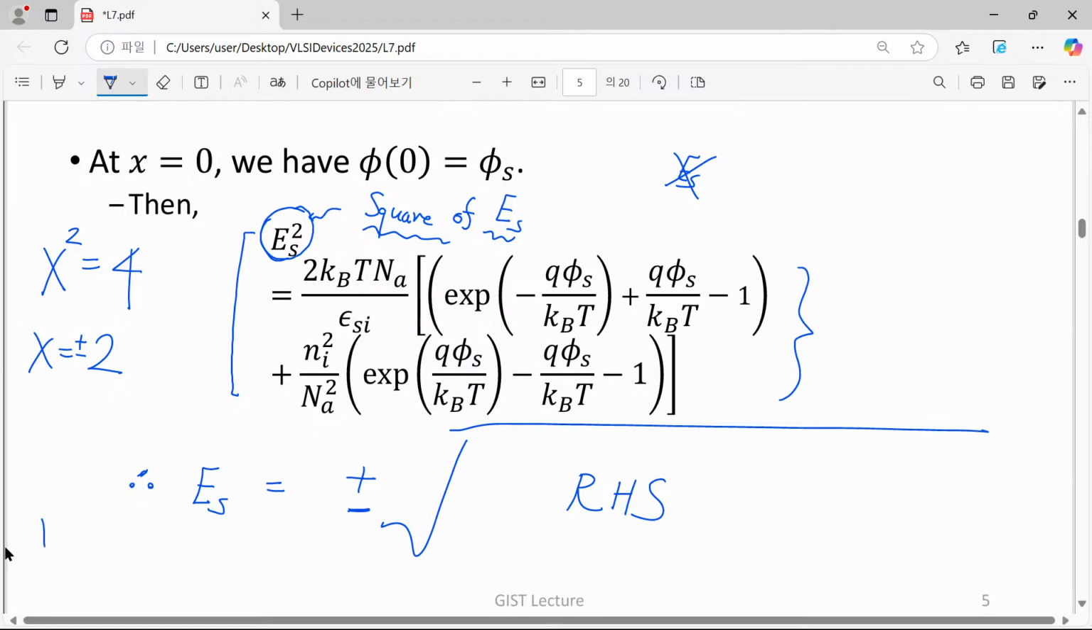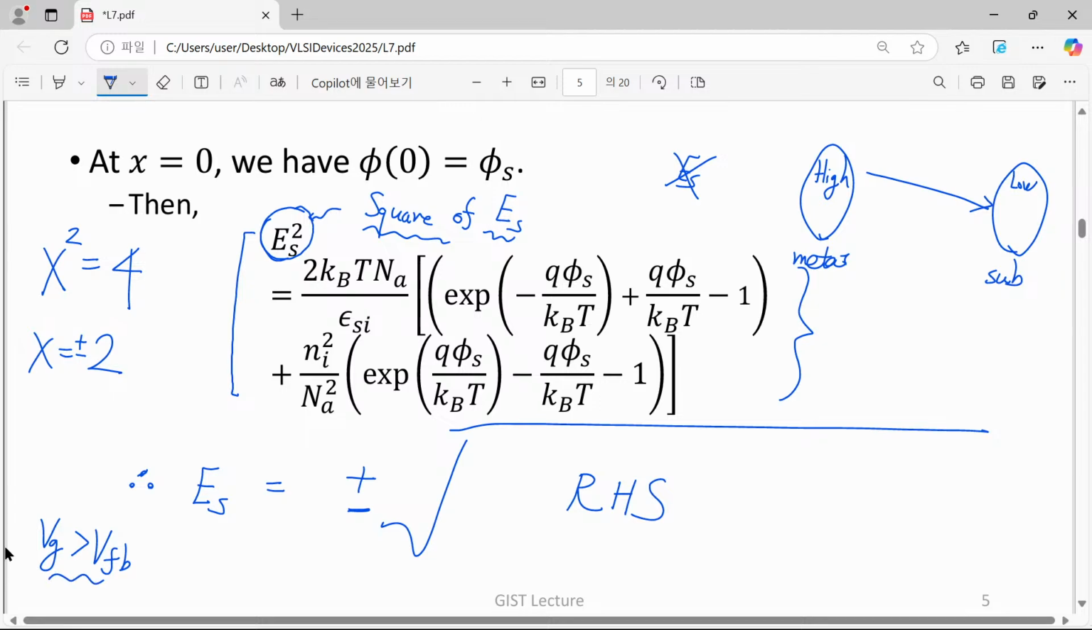If we have gate voltage higher than flat band voltage, then what happens? Now we have a higher potential and lower potential in this metal part. Here we have a higher potential and relatively low potential in the substrate. So the direction of electric field is always from high potential to the low potential. We have a positive electric field. So in this case, we can write down that the electric field becomes positive.